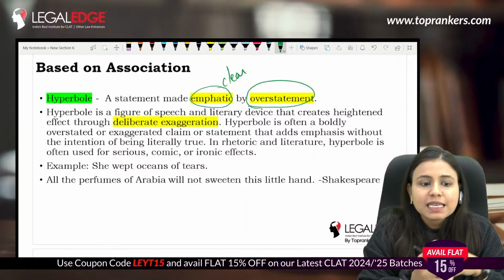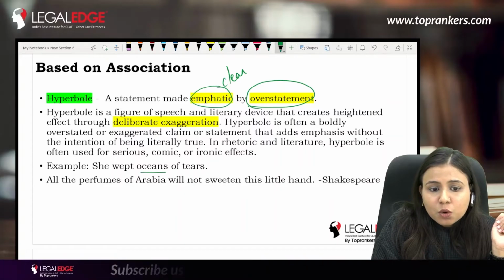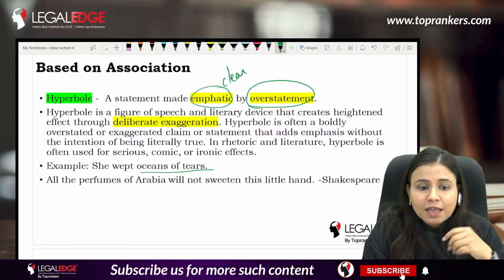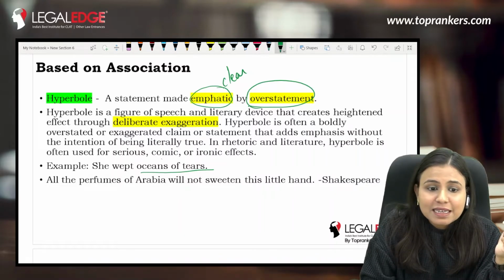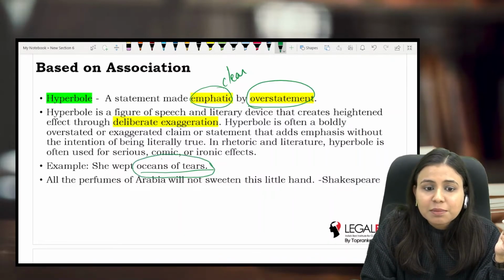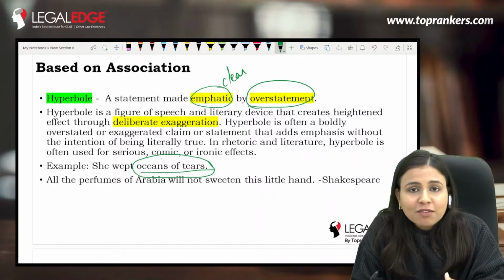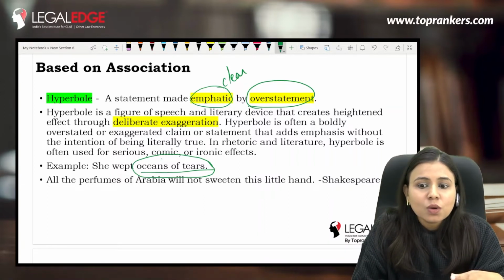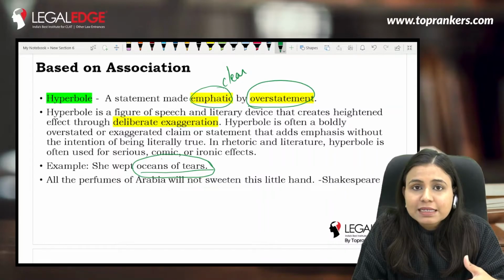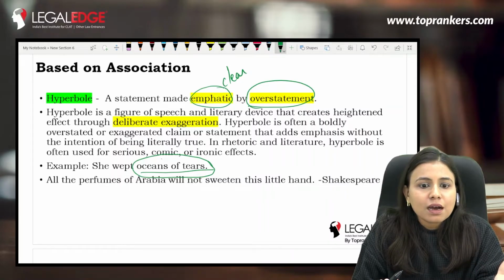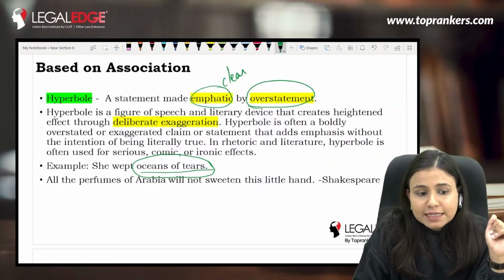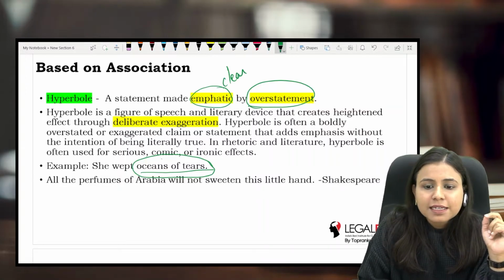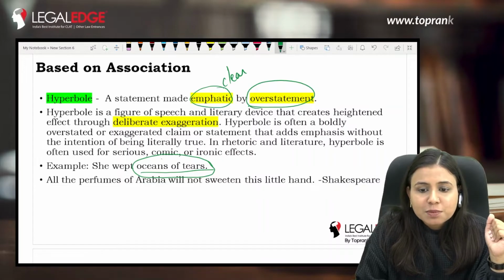Okay, for example, she wept oceans of tears. Now we know nobody can weep oceans of tears, but this is the exaggeration, this is the hyperbole being used over here to signify how hurt she was by the incident and how continuously she was weeping.